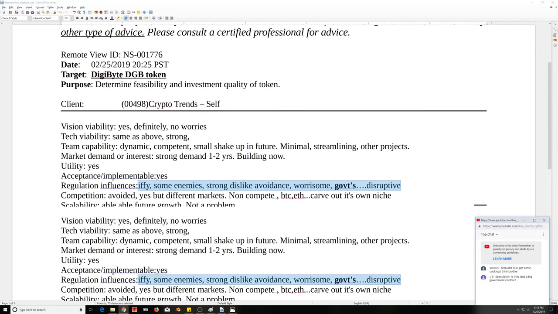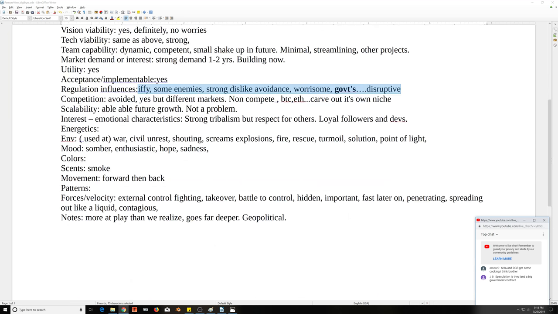This is basically how I do a remote viewing on coins. After this, I go in and I do a lot more research on the fundamentals. And I go from there. And that's a lot of stuff that I do that you guys don't see, because these are lengthy videos and stuff like that.